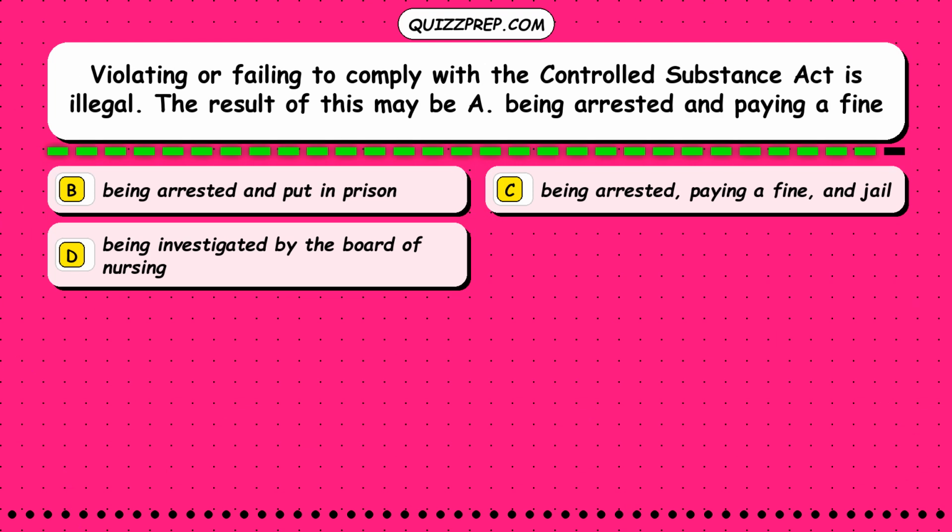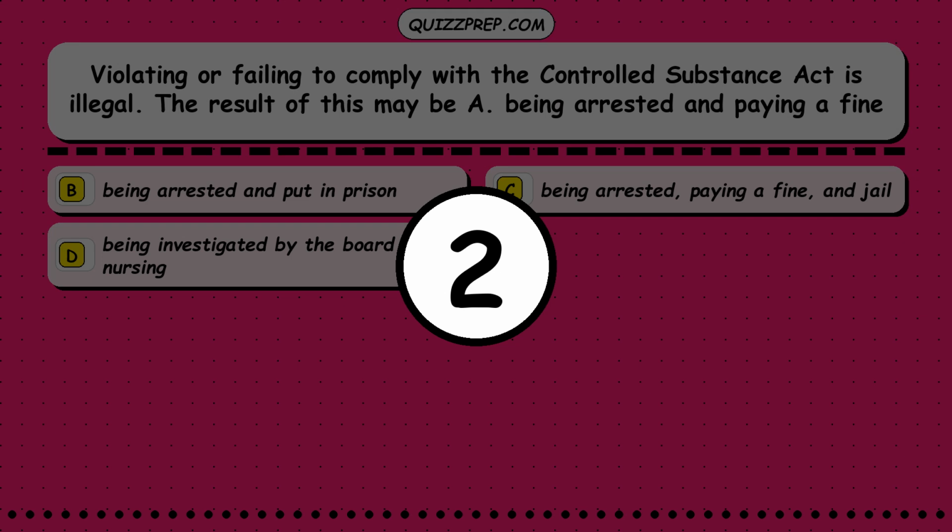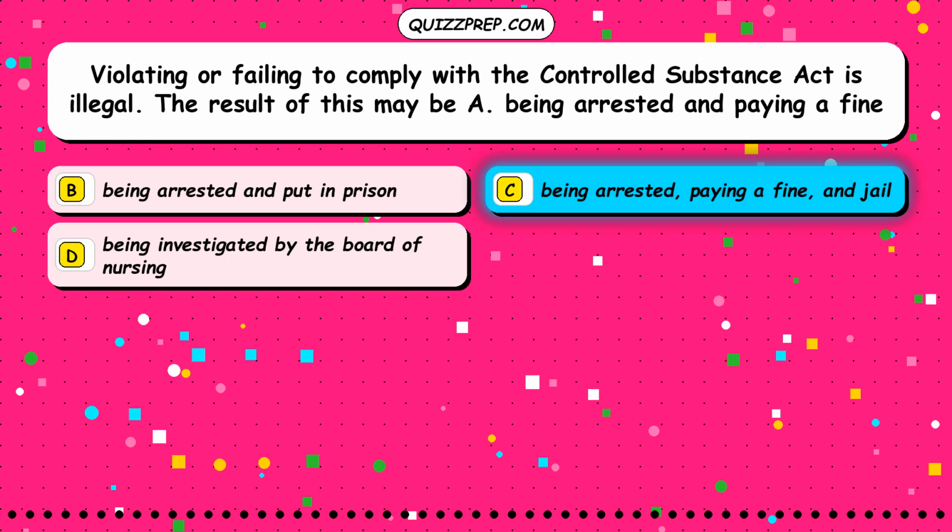Question 329. Violating or failing to comply with the Controlled Substance Act is illegal. The result of this may be: Option A. Being arrested and paying a fine. Option B. Being arrested and put in prison. Option C. Being arrested, paying a fine, and jail. Option D. Being investigated by the Board of Nursing. The correct answer is option C. Being arrested, paying a fine, and jail.